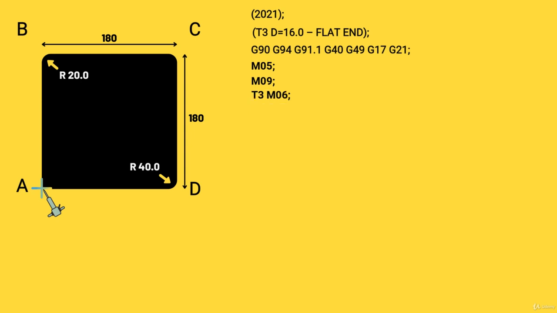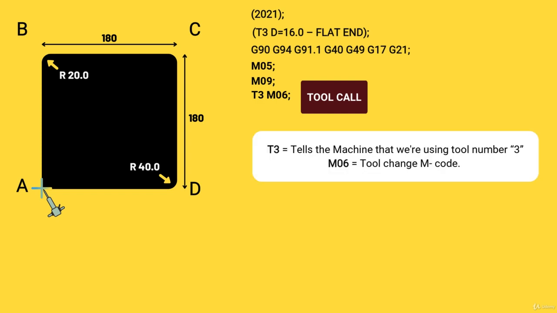Now here we have our first tool call. A tool call tells the machine which tool to load into the spindle and which offsets we are going to use. So T3 tells the machine that we are using tool number 3, and this number is what we have designated inside the controls. And M06 is our tool change M code.